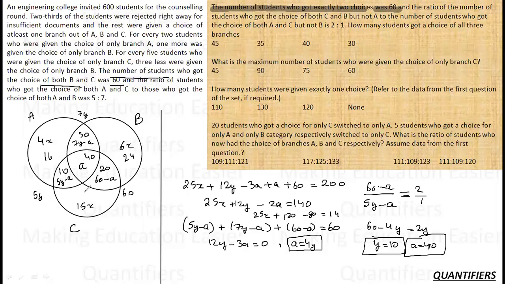This is 24 and this is 60. Now I have everything that I need. Let's concentrate upon the questions. First, choice of all three. All three was 40. Okay, first answer is 40. Let's see the second question.